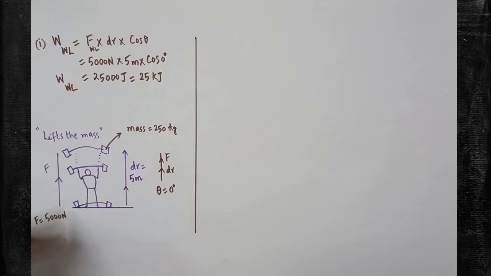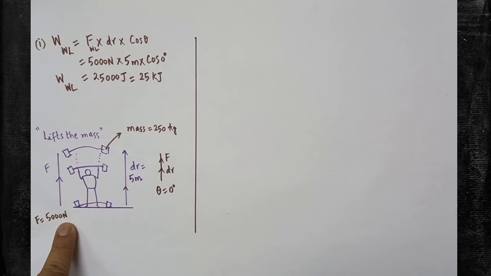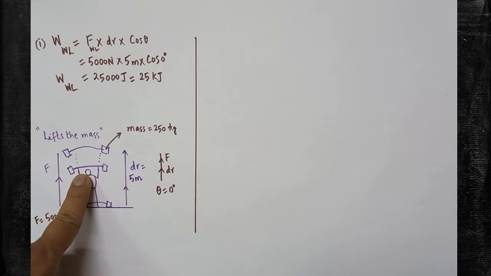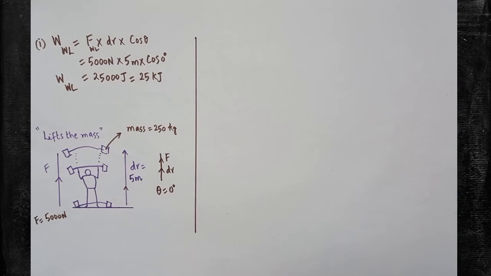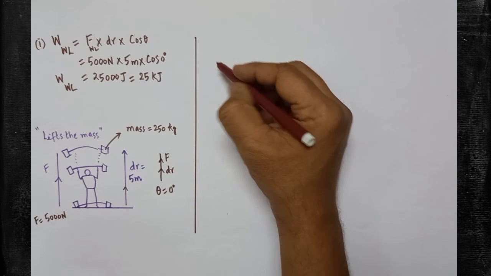When he lifts the mass, in the meantime, the gravitational force also pulls the weight towards the downward direction. He is lifting the mass with the help of the force 5000 Newton, but gravitational force is also pulling the mass downward. Now we can calculate the work done by the gravitational force. Very simple.